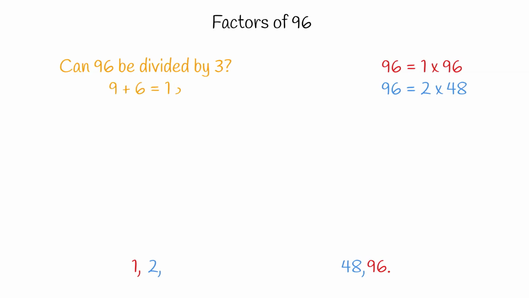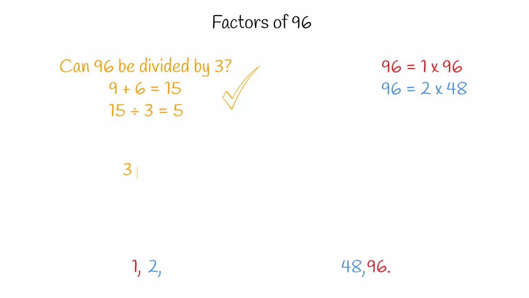9 plus 6 is 15, and we know that 15 is divisible by 3 because 3 goes into 15 5 times. So we've now found out that 3 is definitely a factor of 96. Now we need to find out the other part of the factor pair. What do we need to multiply 3 by to get 96? This is the same as how many 3's go into 96.